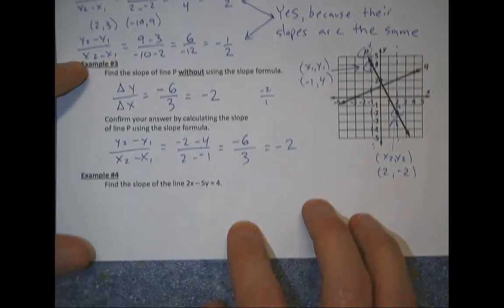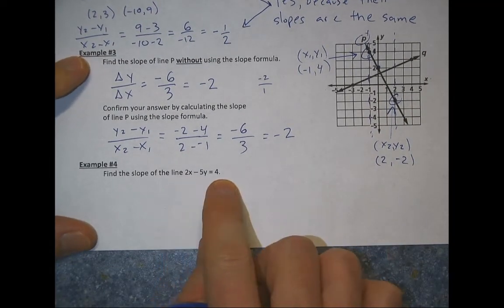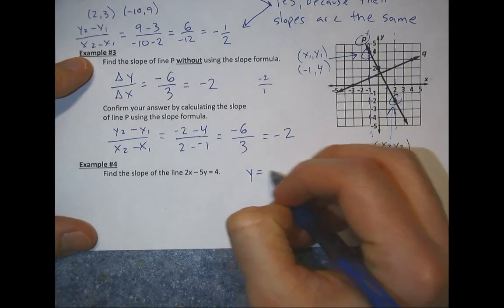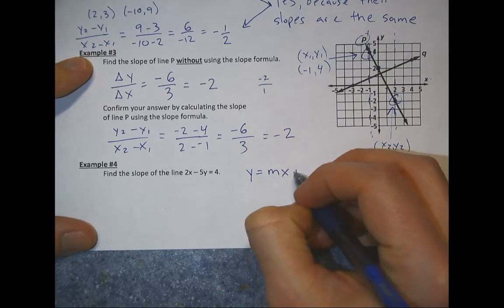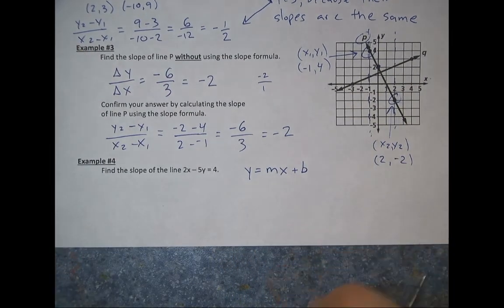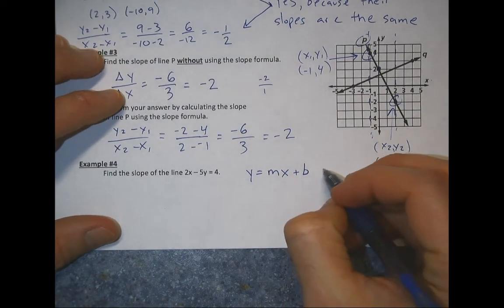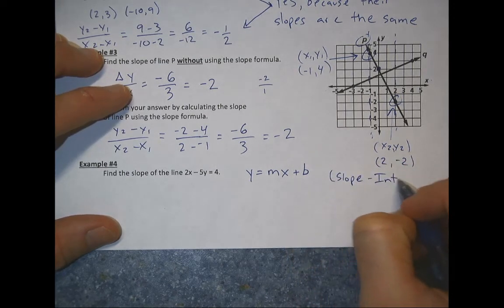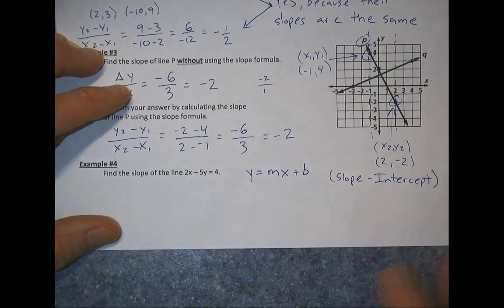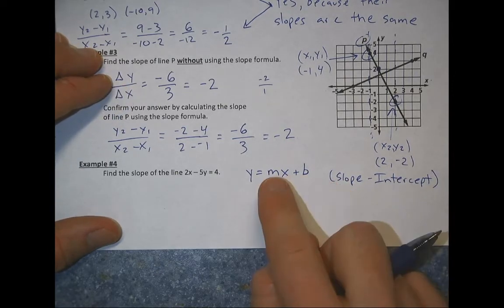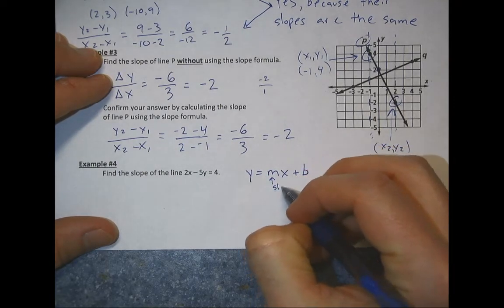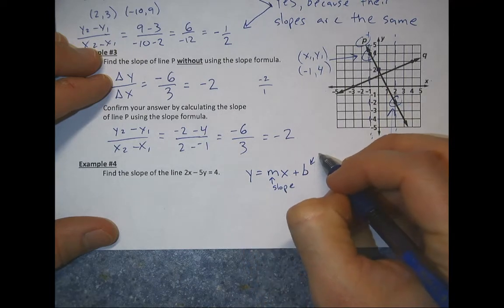All right, last one, example number 4, finding the slope of a line just using a formula. What we're going to use is this formula that you definitely saw before in Math 8. This is your slope-intercept formula. Let's write that down. The reason it's called that is because it will give you the slope, which is right here, the m, and it will give you the intercept, which is the b.